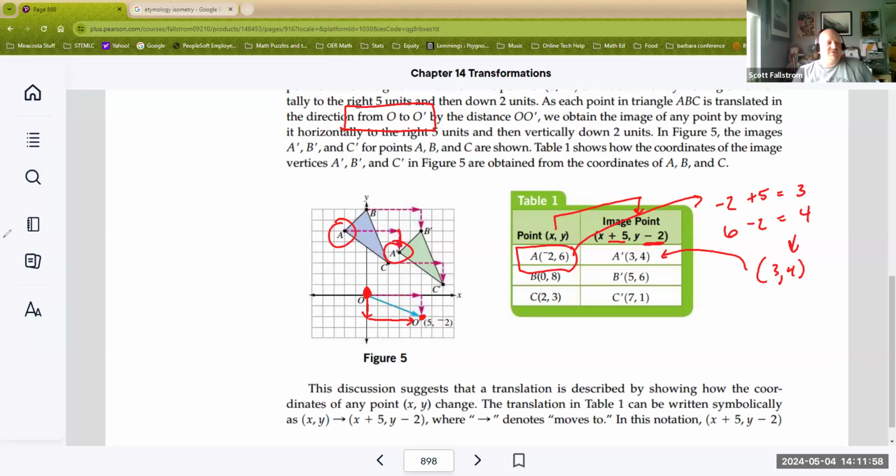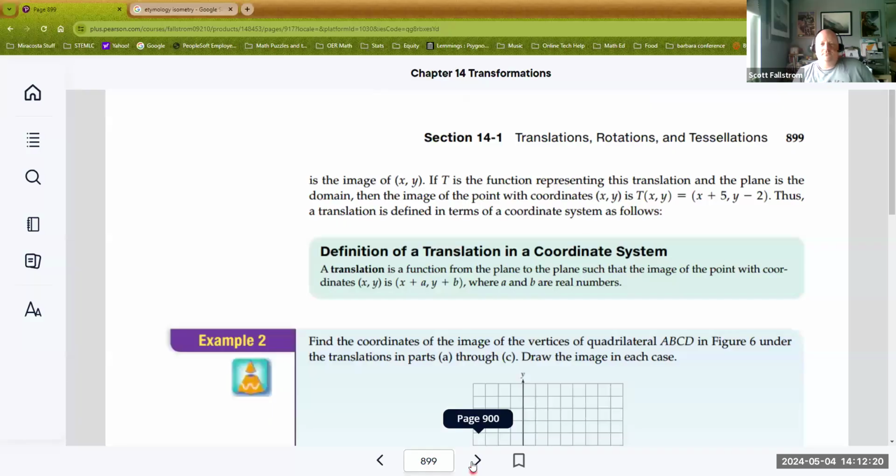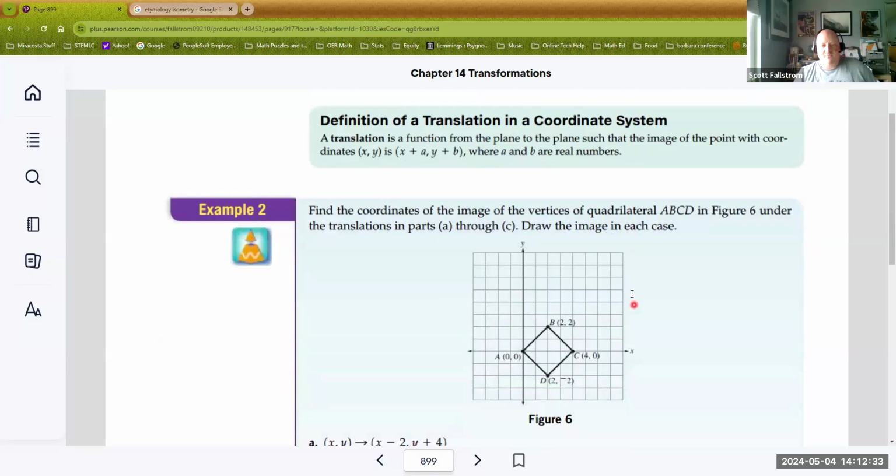Okay, as they write it out, I think it's kind of nice. It's not bad. (x, y) goes to (x plus 5, y minus 2). So it tells you the type of translation symbolically. It says move like this. And this depiction is really telling you how O moved to O prime. All right, so it is written this way: a translation is a function of the plane such that the point with the coordinates (x, y) becomes (x plus a, y plus b), where a and b are real numbers.